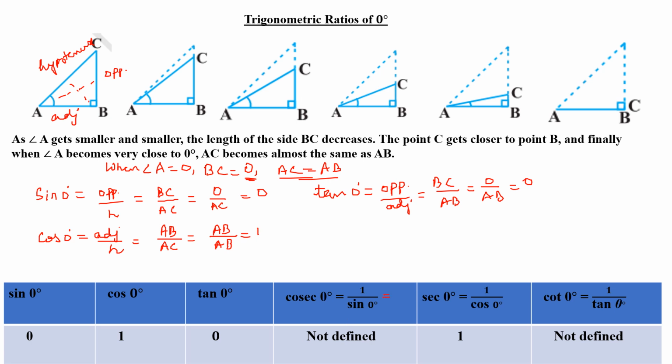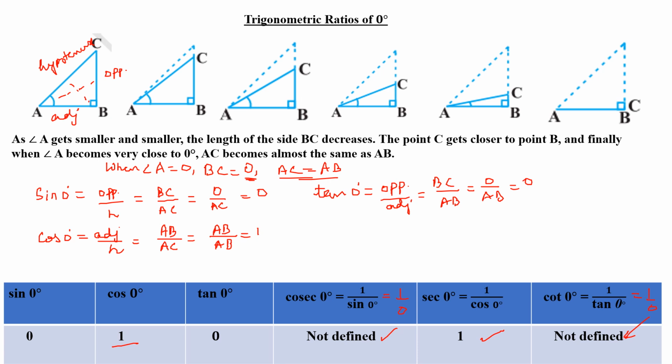It is 1 by 0, and 1 divided by 0 is not defined. Now sec 0 degree is the reciprocal of cos 0. So cos 0 is 1, and the reciprocal of 1 is 1. And again, cot 0 degree is the reciprocal of tan 0 degree. So tan 0 is 0, so 1 by 0 is again not defined. So these are all the 6 trigonometric ratios of 0 degree.